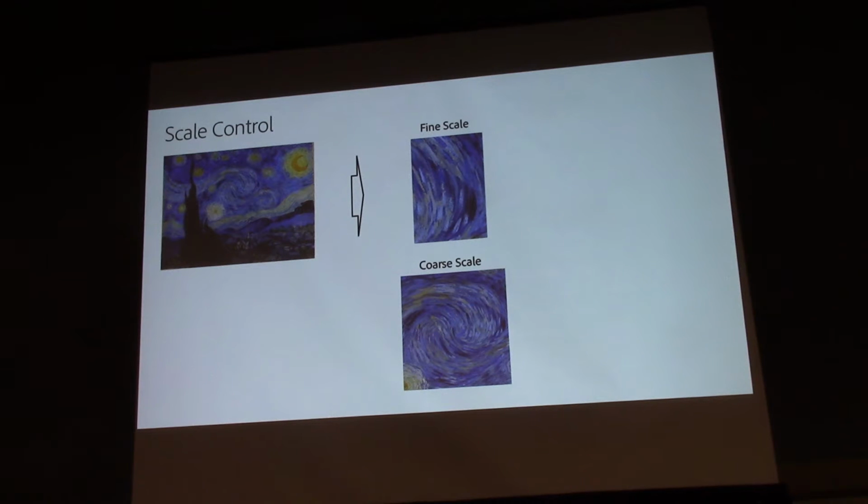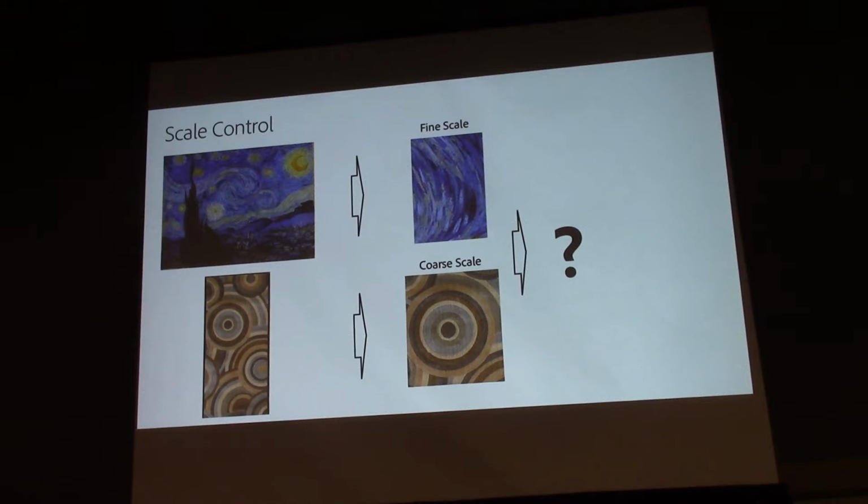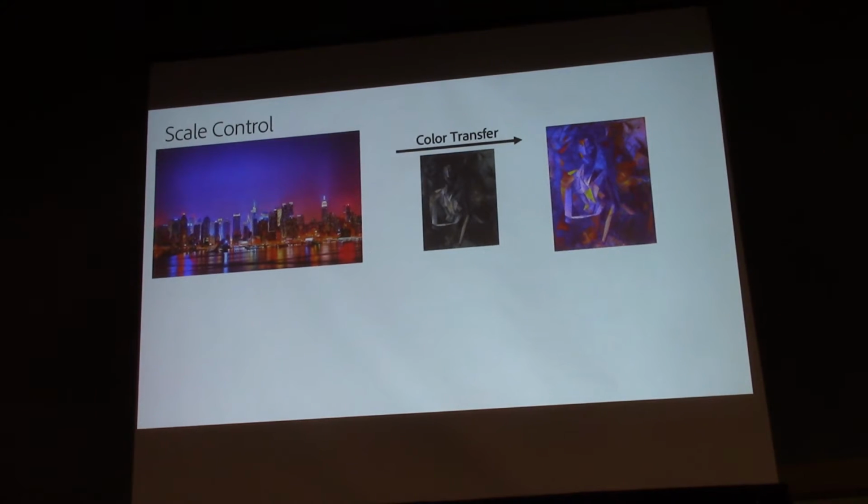The last component is scale control. You can decompose the style also into its scale components. On the fine scale, you have the brush strokes and the individual strokes. And on the coarse scale, you have these bigger, coarser structures. Now the question is, if you want to mix and match different styles across their different scale levels, so you want to take maybe these round patterns as your coarse scales, how can you do that? We proposed one solution. Basically, you take your input image, you transfer its colors onto the style example.